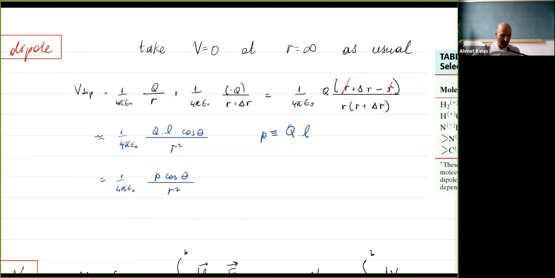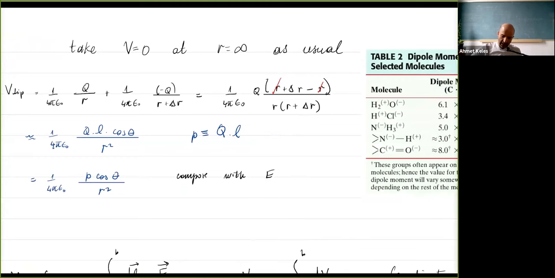Does anybody remember the electric field of a dipole? Maybe I can ask this. Compare with the electric field E of a dipole, which was going like what? Yes, thank you. It was going like 1 over R cubed. Here we have 1 over R squared. Yes, exactly.